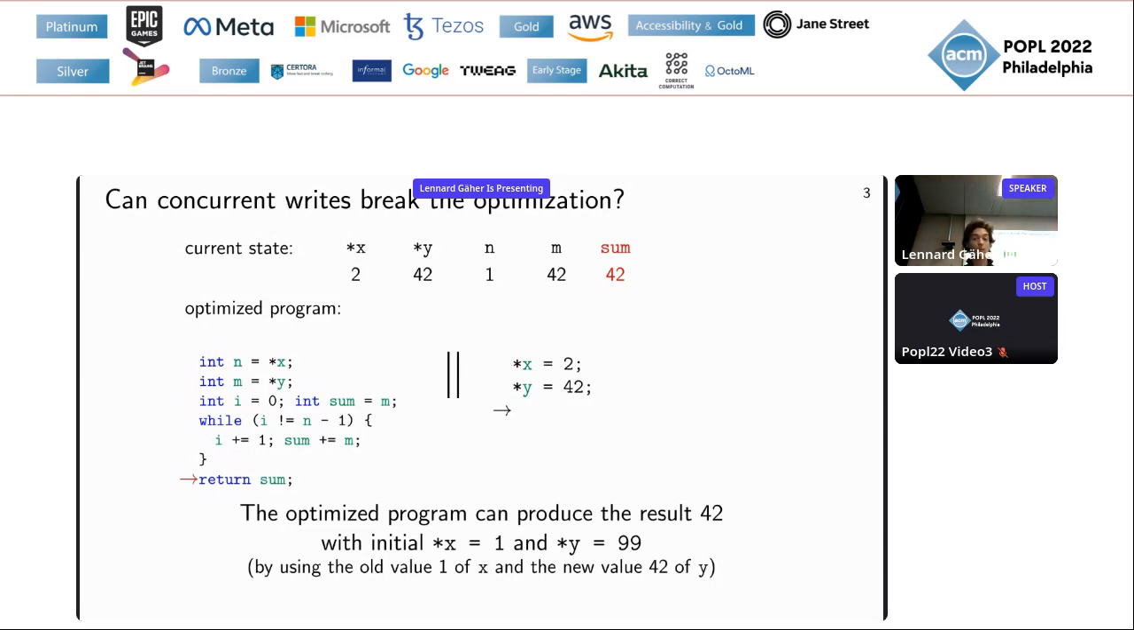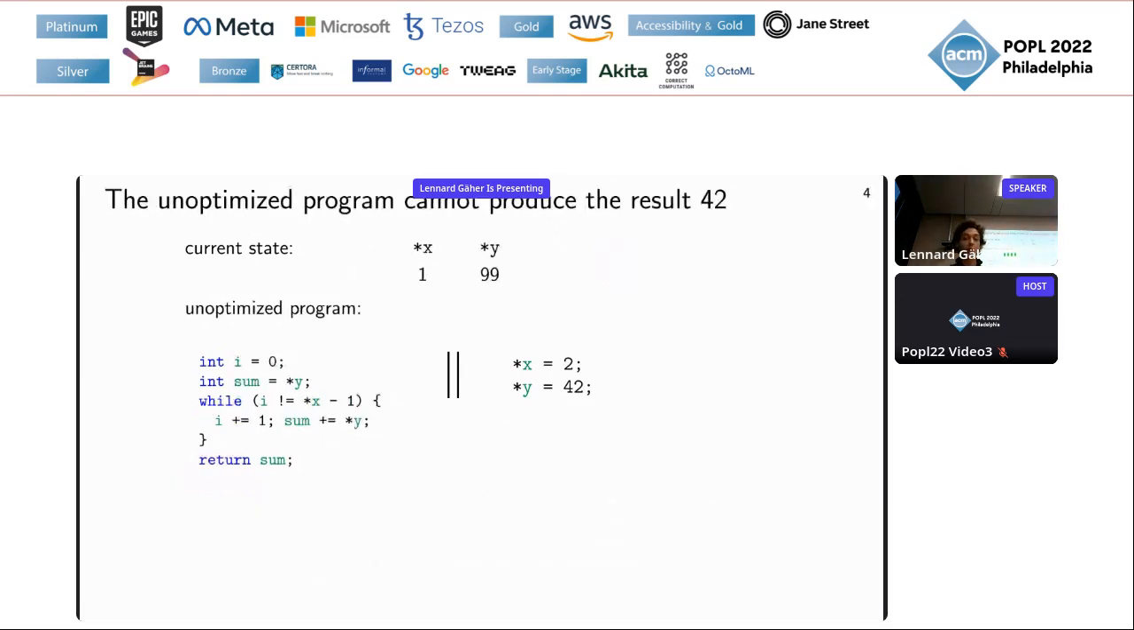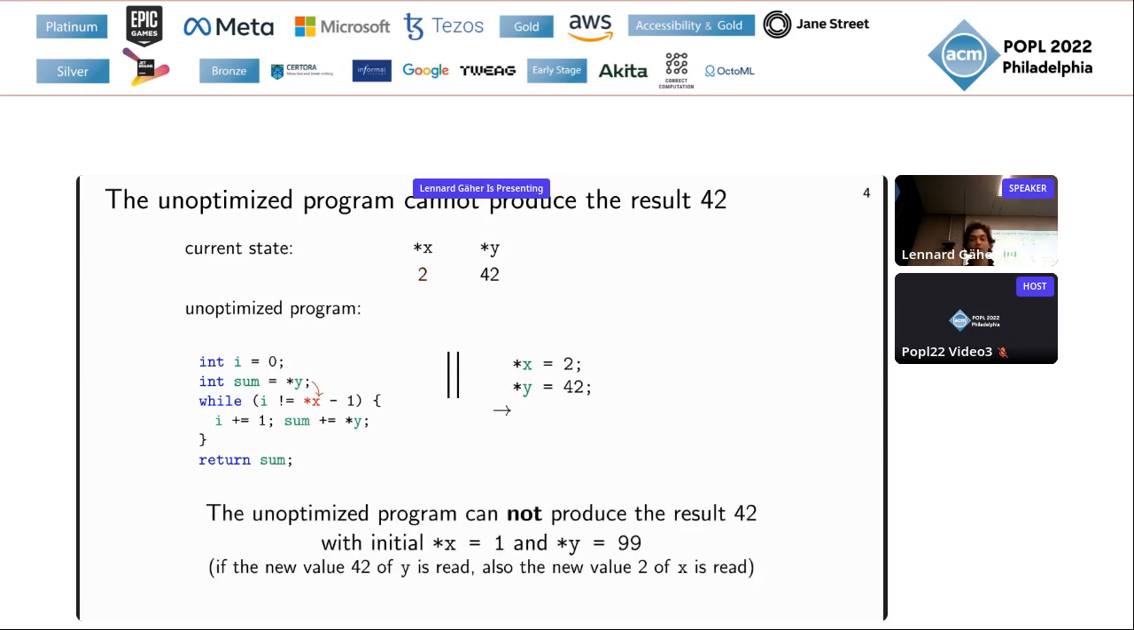Now, in this case, the optimized program produces the result 42 by using the old value 1 of x and the new value 42 of y written by the other thread. On the other hand, let's check if the unoptimized program can also produce that same result, 42. Well, we can see that the thread on the right will have to execute first, as otherwise the sum would contain 99, which would make it impossible to get to a result of 42. But now, since the unoptimized program will always read x after y, also the new value 2 will be read for x, so we will get the result 2 times 42. So there's no interleaving which can produce that same result 42 produced by the optimized program.